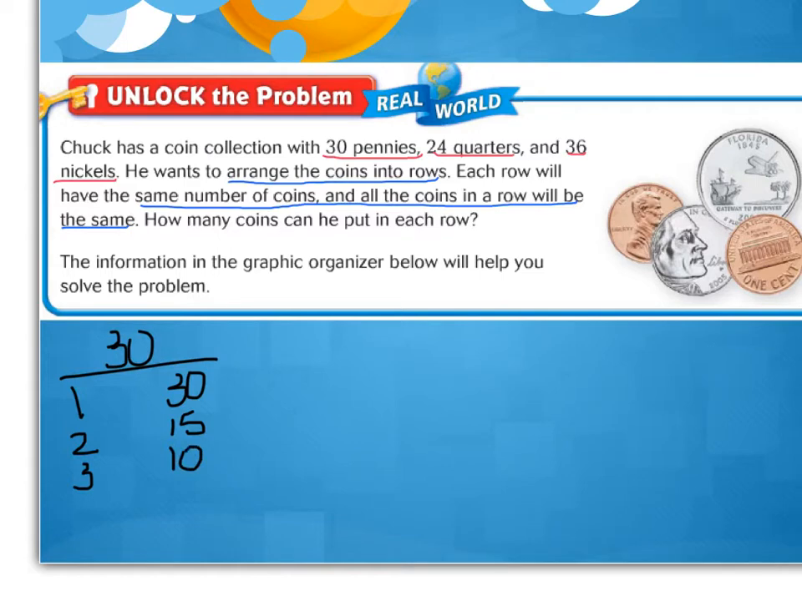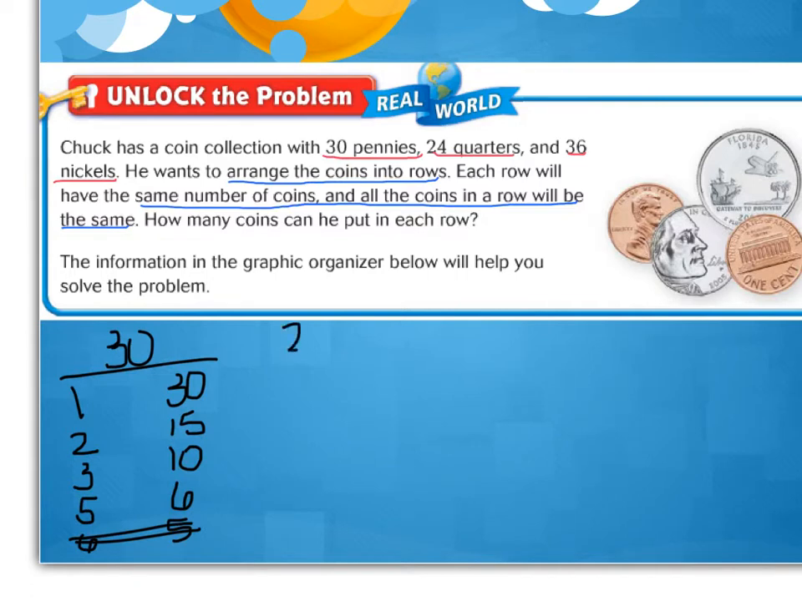Now, 4 is not a factor of 30, even though it's an even number, because 4 times 7 is 28, and 4 times 8 is 32. 5 is also a factor of 30, because it ends in a 0, and 5 times 6 is 30. The next number I would list would be 6 times 5, but since 6 is already there, I know I'm done, and I've listed all my factors of 30.